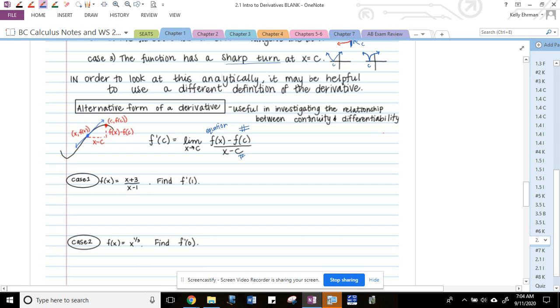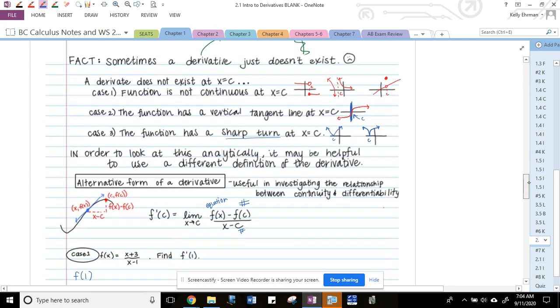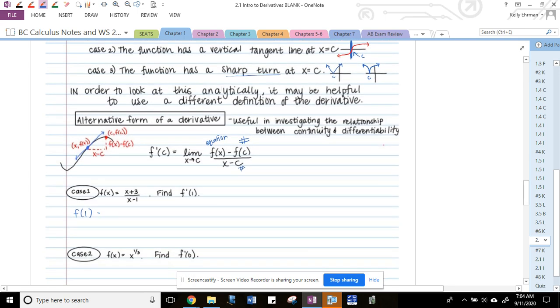What would this look like? Find f prime of 1, if f of x is x plus 3 over x minus 1. First I want to see, is the function differentiable at 1? So does f of 1 exist? I'm running through these 3 cases. Does f of 1 exist? No. You get 4 over 0. So since f of x is not continuous at 1, there is no derivative at 1.